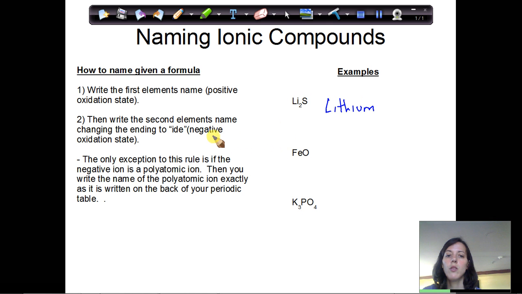Next step, we are going to write the second element's name, changing the ending to "ide." The second element would always have a negative oxidation state, meaning it took the electrons that the first ion gave up. So S stands for sulfur. We need to change the ending to IDE, so we would call it sulfide.